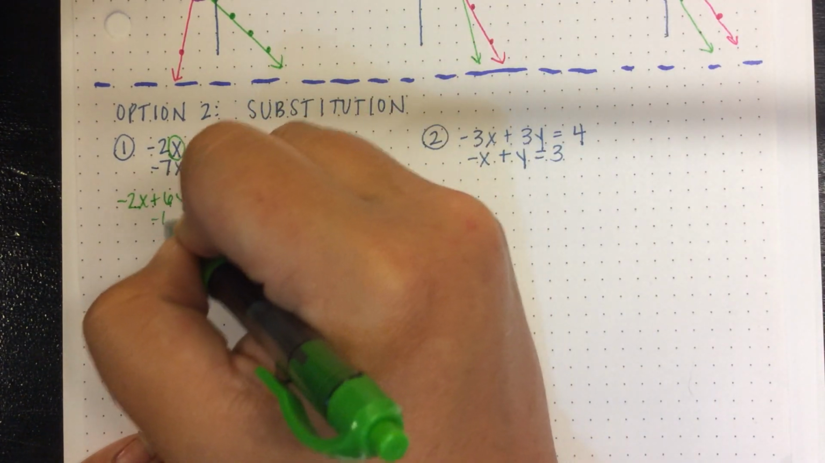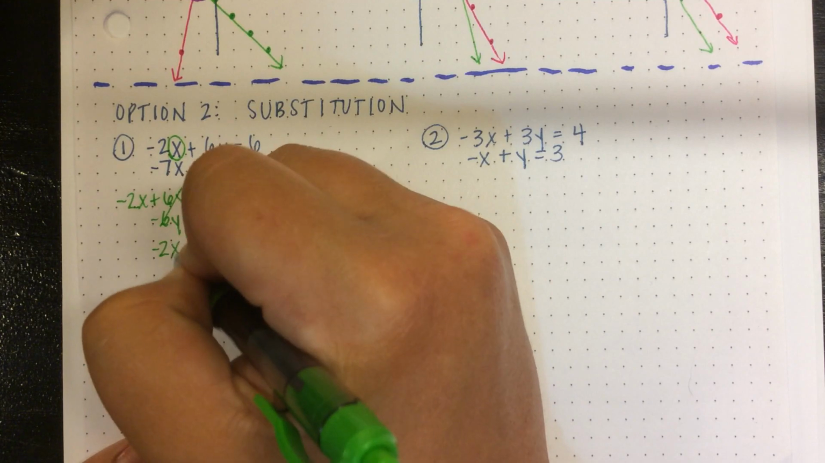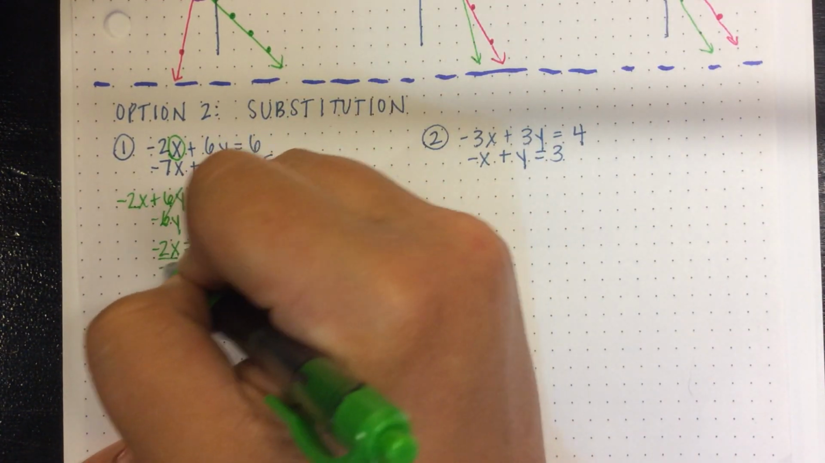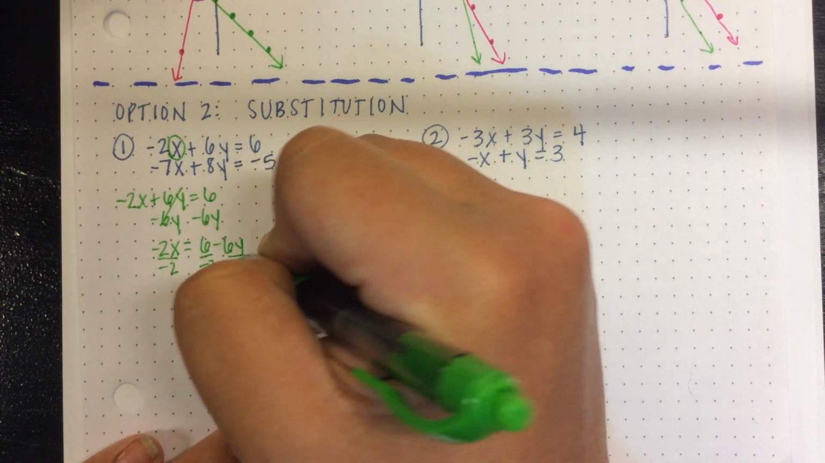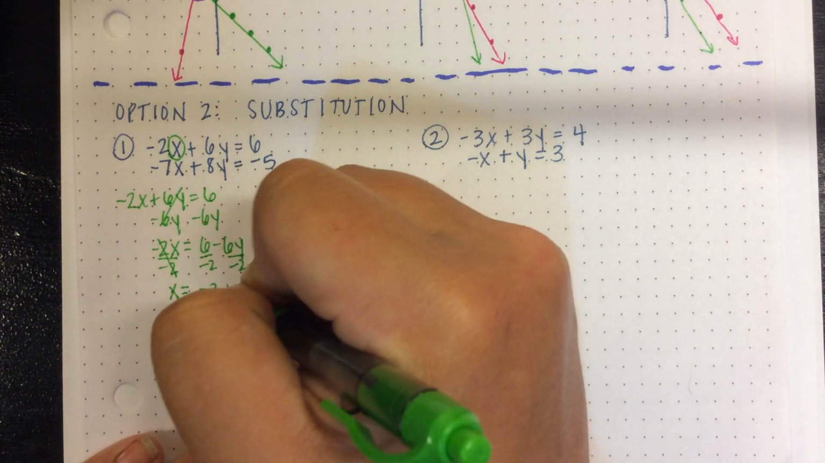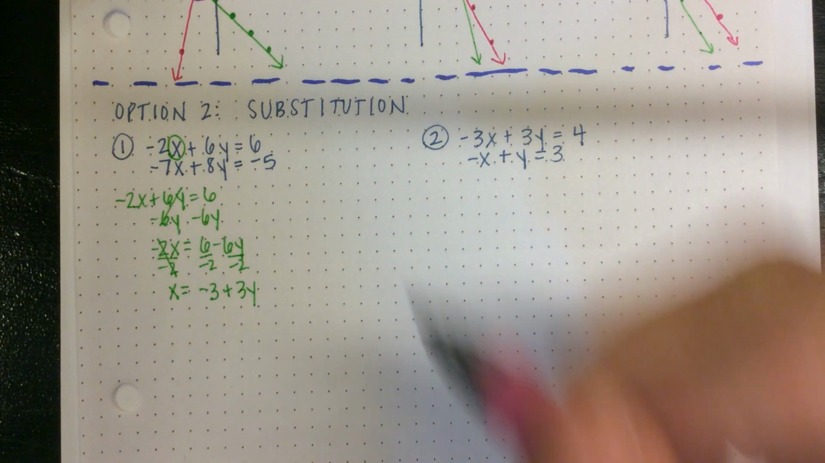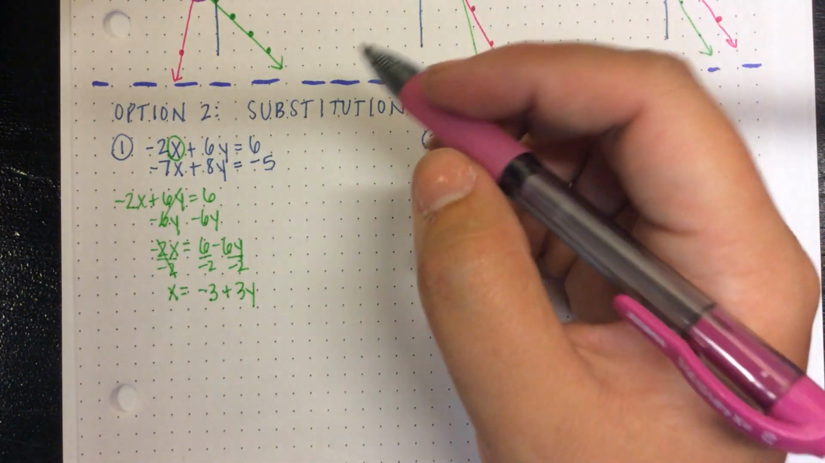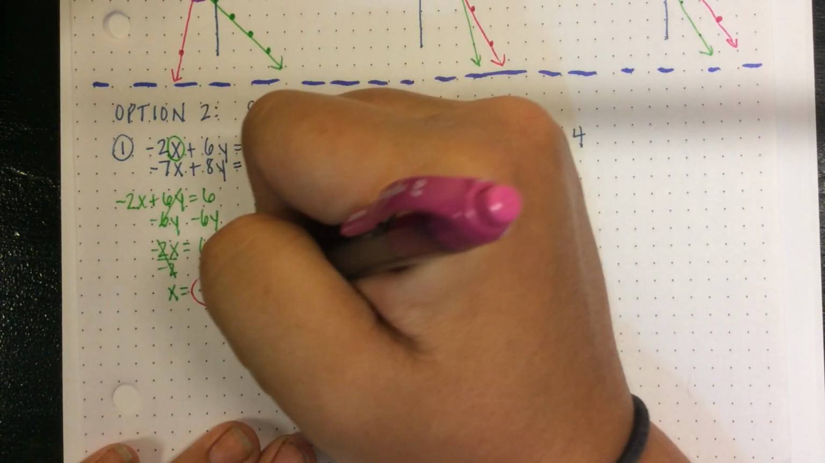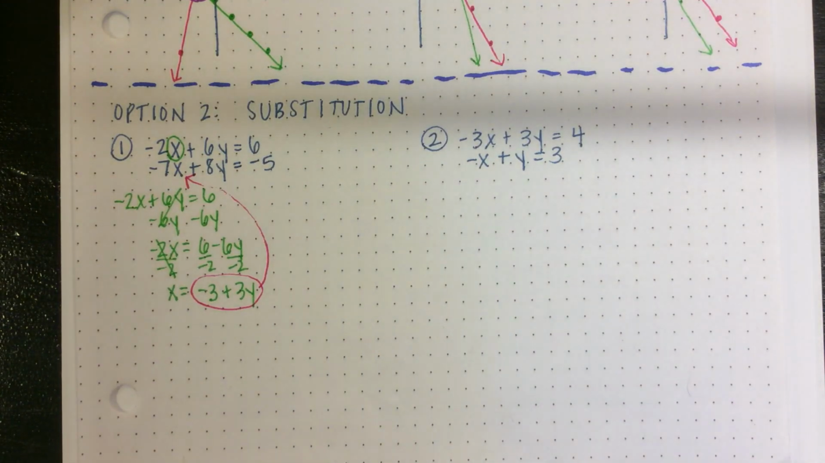All right, I'm going to start by subtracting the 6y from both sides. Okay, so I get -2x equals 6 minus 6y. And then I'm going to divide everything by -2 to get the x by itself. So we get x equals -3 plus 3y. All right, once you get one variable by itself, I'm going to take what I know x equals, this -3 plus 3y, and I'm going to plug it in to the x of the next equation.